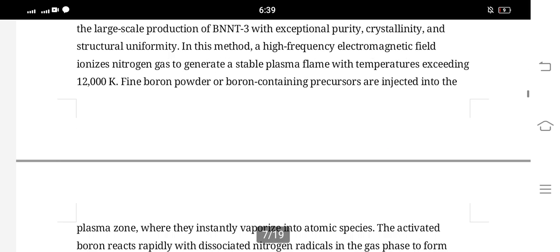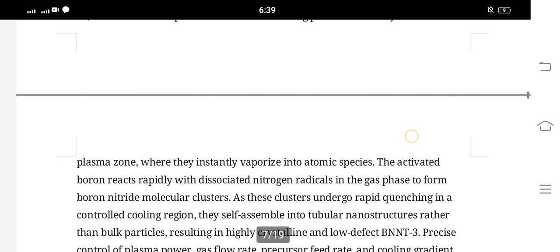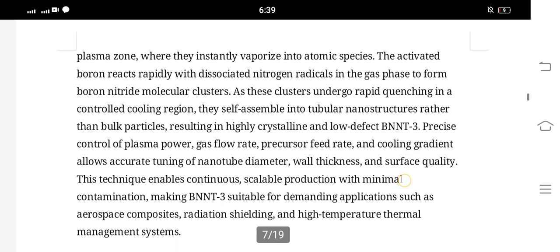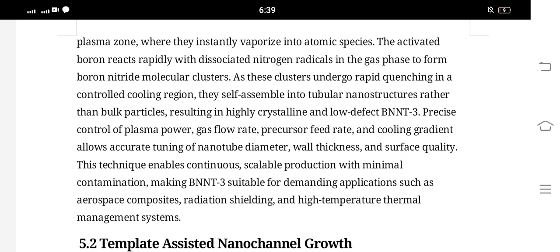Fine boron powder or boron coating precursors are injected into the plasma zone, where they instantly vaporize into atomic species. The activated boron reacts rapidly with dissociated nitrogen radicals in the gas phase to form boron nitride molecular clusters. As these clusters undergo rapid quenching in a controlled cooling region, they self-assemble into tubular nanostructures rather than bulk particles, resulting in highly crystalline and low-defect boron nitride nanotubes.